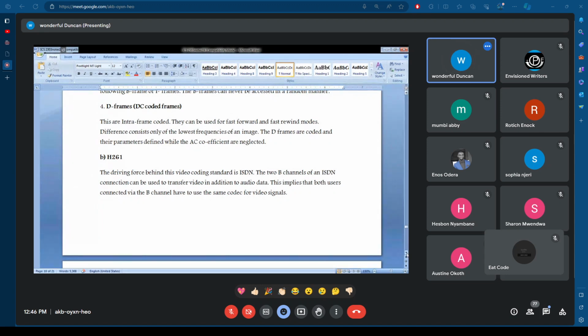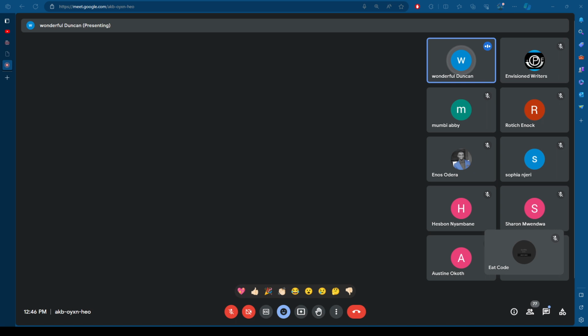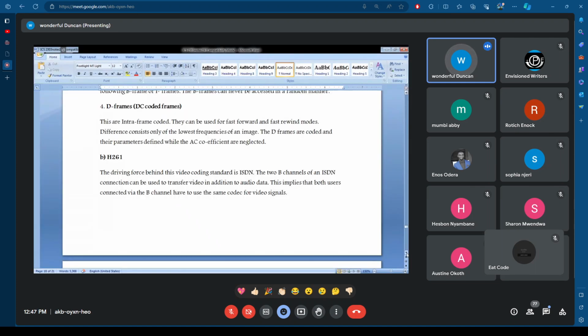The two B channels of an ISDN connection. There are two channels. One can carry video and data, or maybe video and audio. So there are two channels, one carries the data, it could be video, and the other carries audio.